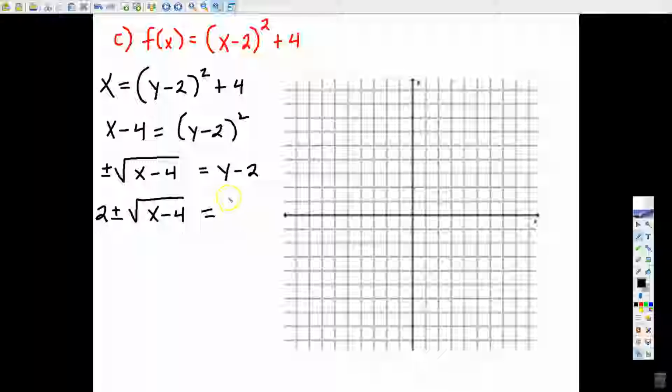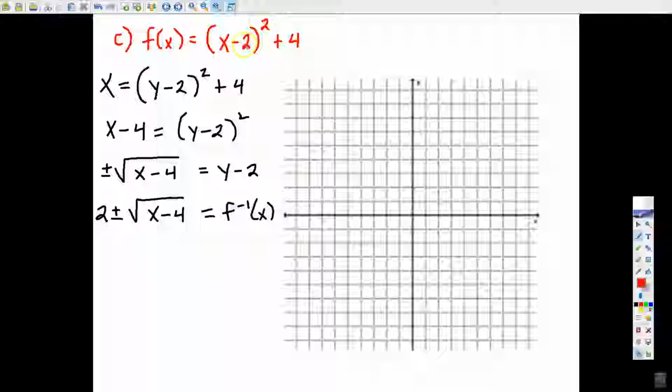And then now that I'm down to solve for y, and this does represent the inverse, I'm going to use the inverse notation. This is the inverse function. Okay, now let's sketch the graph of each. We'll start with the original function.